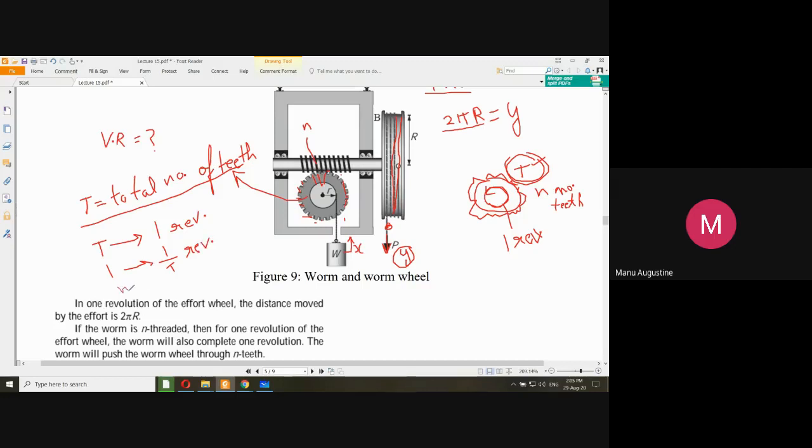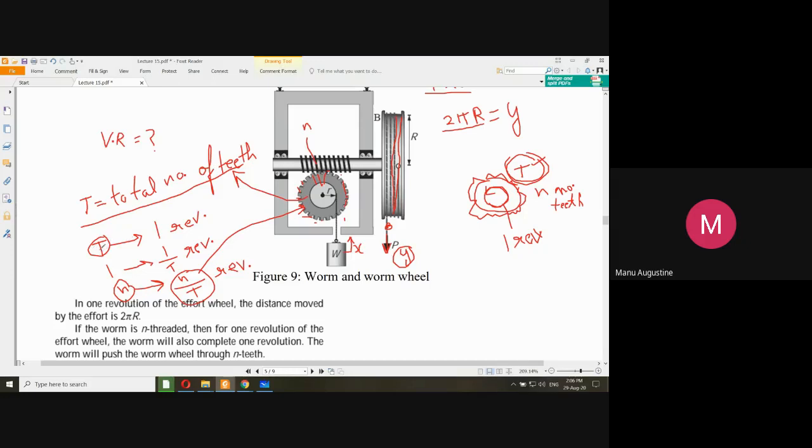For n teeth, n by t revolution. This is a very simple technique to find how many revolutions the wheel will rotate if I make it move only by n number of teeth out of a total of t teeth.